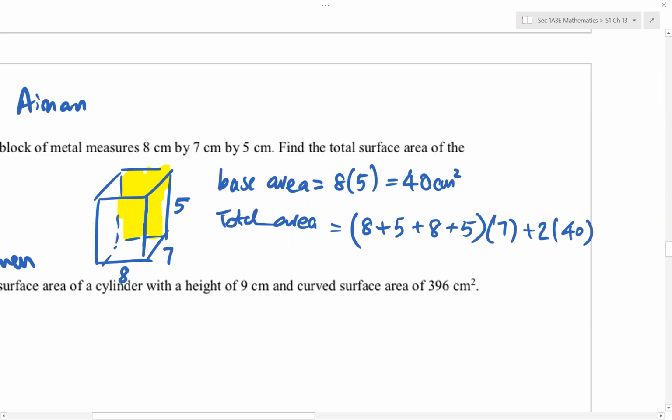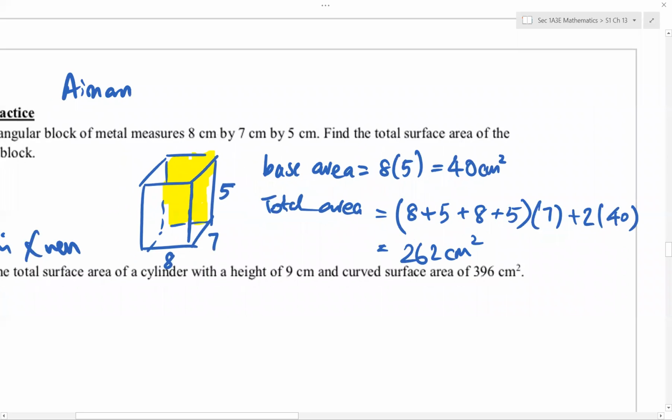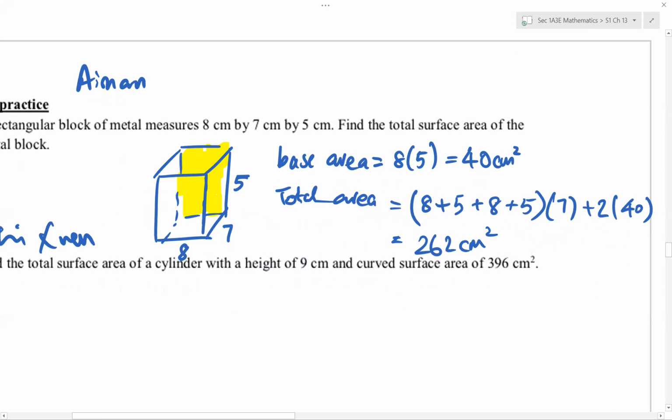So 8 plus 5 is 13. 26 times 7 plus 80. 262 square centimeters. Now, I believe many of you did it with different base areas. Whether you chose 8 times 5, 8 times 7, 5 times 7, you should get the same answer.